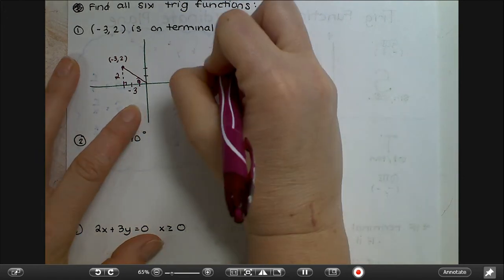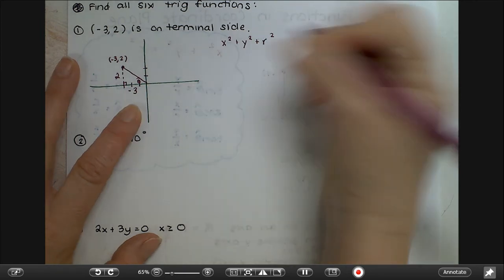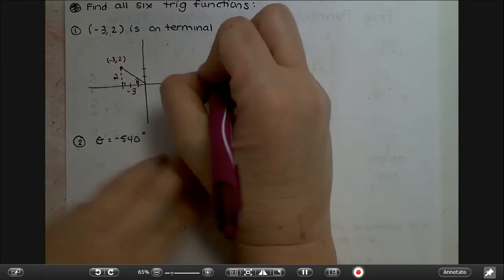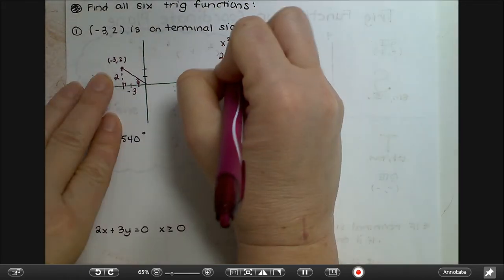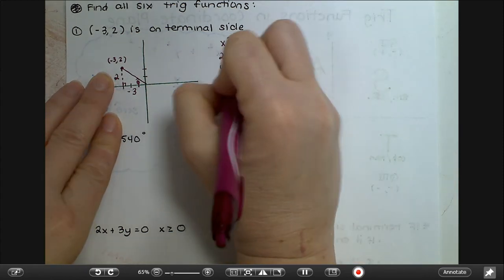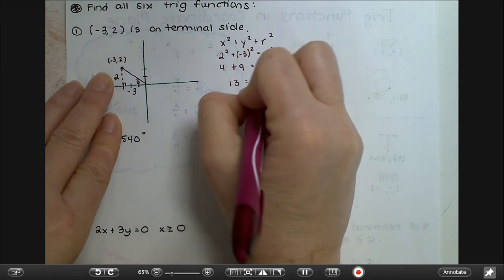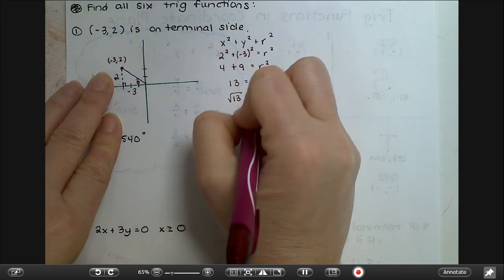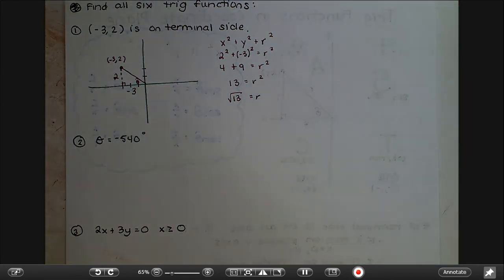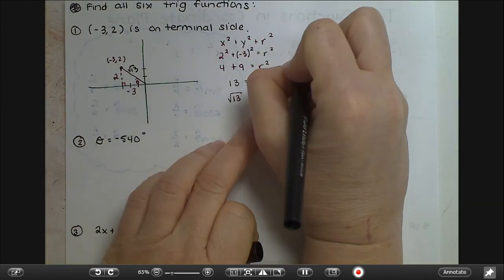So, set up, we're going to use the Pythagorean theorem to find the missing side, which will be the hypotenuse. We've already drawn it. That was step 1. So we're going to do 2 squared plus negative 3 squared equals r squared and solve. All right, so we now know that the hypotenuse of this is the square root of 13. And we can find all 6 trig functions now.